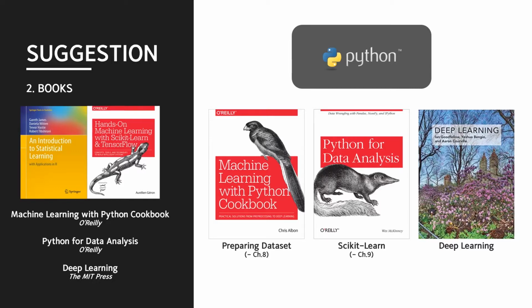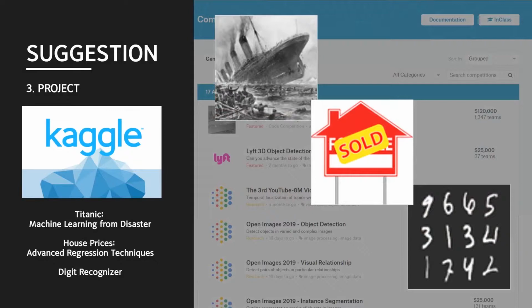Got it? Okay, so the last one is Kaggle. Kaggle was bought by Google, right? Microsoft? I think it's Microsoft. Yeah, so it's a huge data science competition. You can begin with three projects. These are the basic projects. First, Titanic: Machine Learning from Disaster. Second is House Prices: Advanced Regression Techniques. And third is Digit Recognizer.